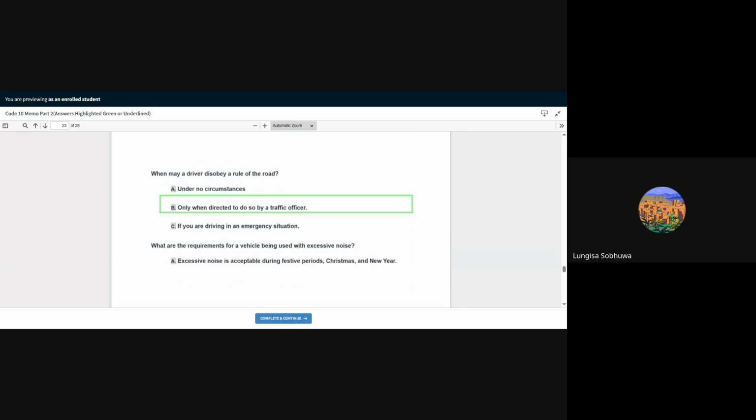Then we keep moving. When may a driver disobey a rule of the road? The answer there is B, only when directed to do so by a traffic officer. That's the only time a driver may disobey a rule of the road, only when directed to do so by a traffic officer.